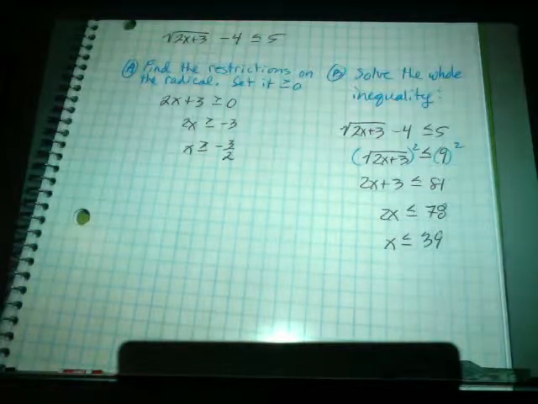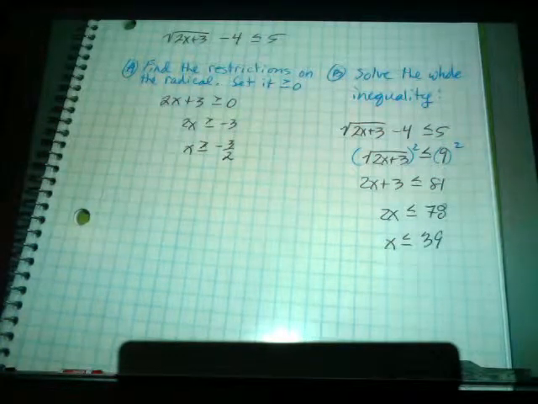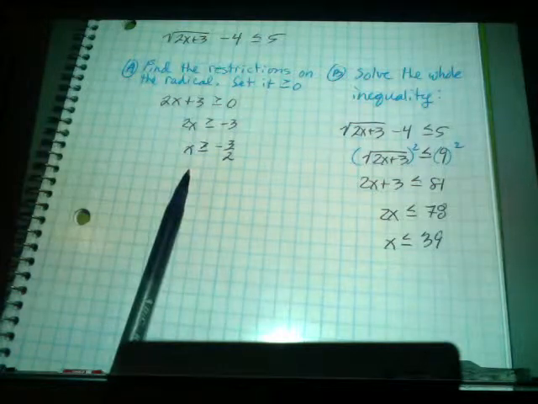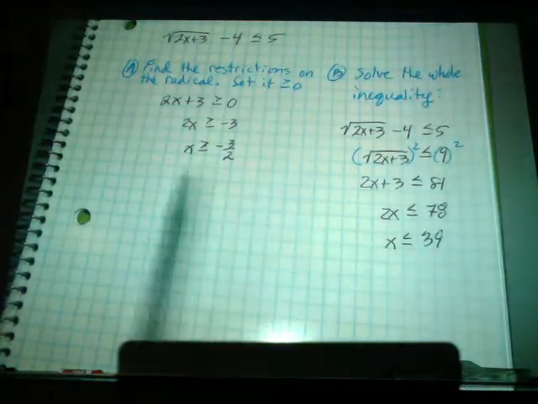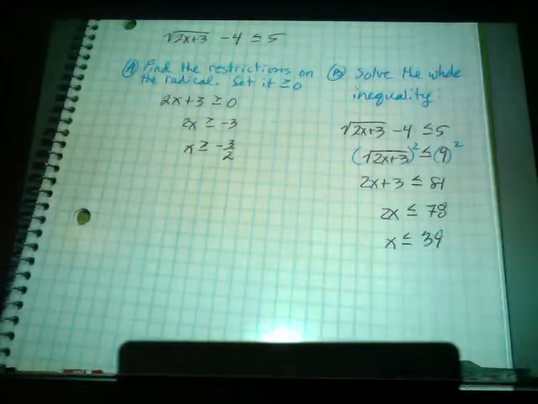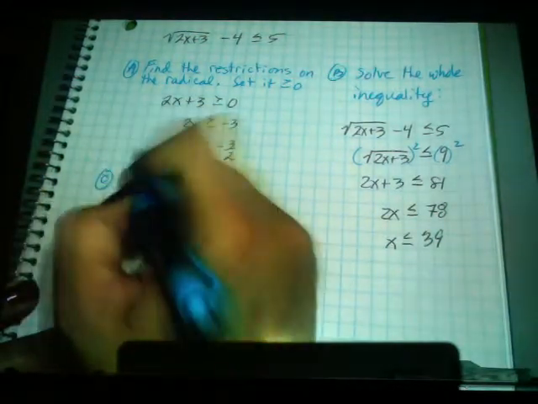So we get a fairly large number. x is less than or equal to 39. And then we have x is greater than or equal to negative 3 halves. So this is left of this one. So again, it looks like an and statement. So step 3, or C, you check your solution.